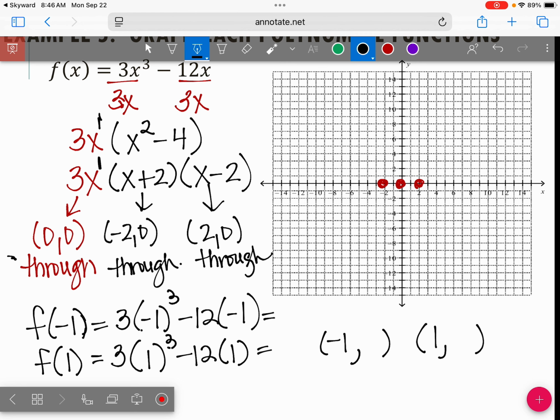So for negative 1, what did you all get? Positive 9 or negative 9? Positive 9, but then for positive 1, you should have negative 9. So negative 1, I'm going to go down 9. Positive 1, I'm going up 9. Now, this is an odd positive, which means this side should be going up and this side should go down. That's important. And it goes through every single time, so that makes it easy.